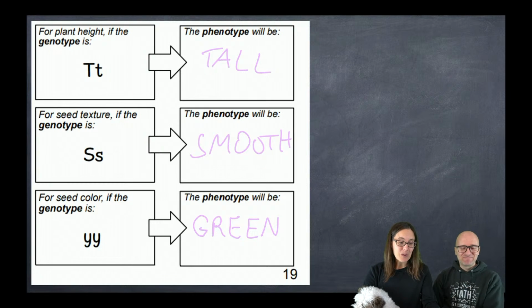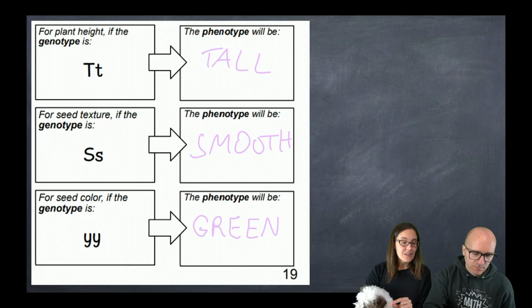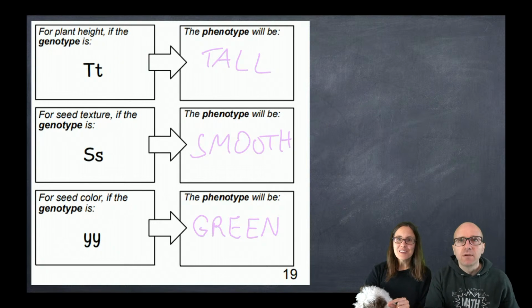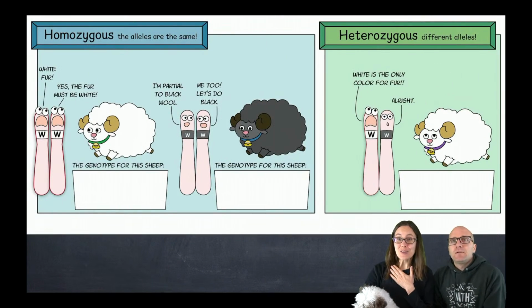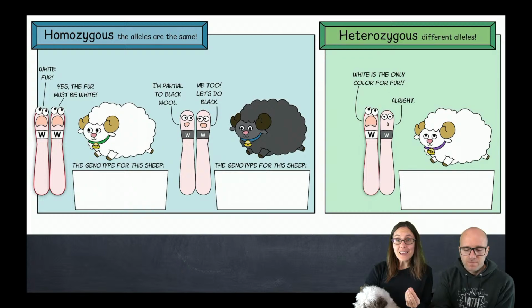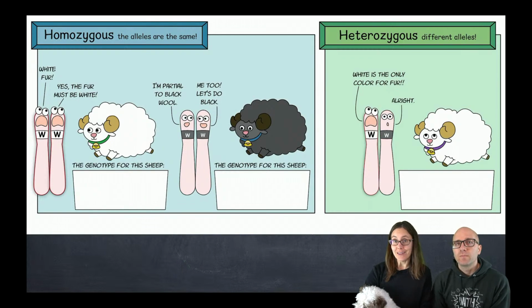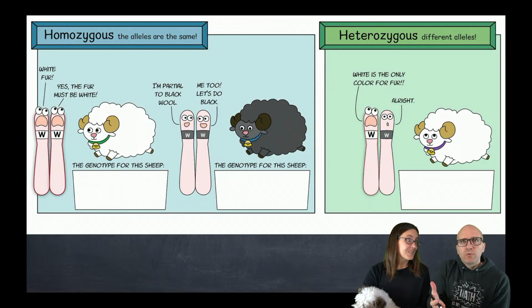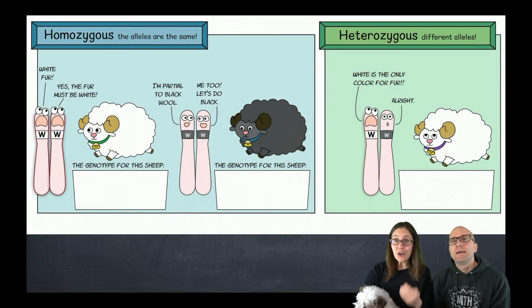It is important to know one more term for this, and that other term, oh no, our notes froze up. But there we go. All right. The other term is, are the alleles the same or are they different? If they're the same, we say they are homozygous. Because the word homo is the prefix that means same. Yes, and if they are different, then the word is heterozygous.